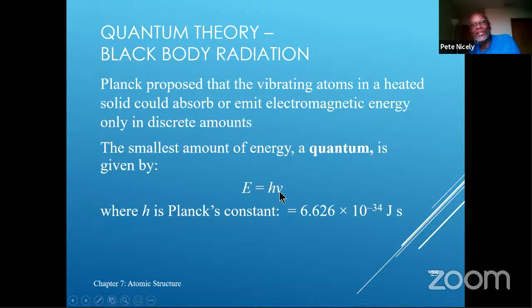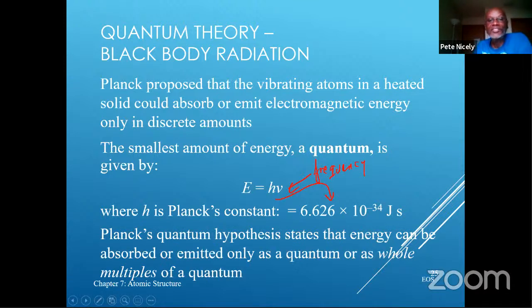Nu is a frequency that we talked about before. Let me make a note of that here. So this is the frequency. And h is known as the Planck's constant, which has this value, 6.626 times 10 to the minus 34 joules second.